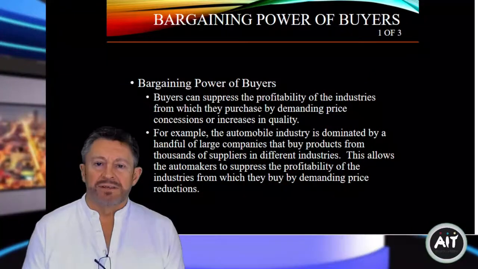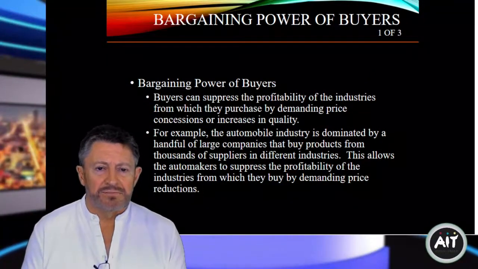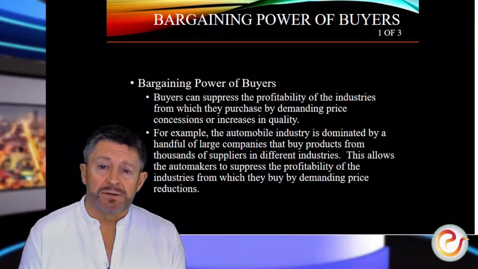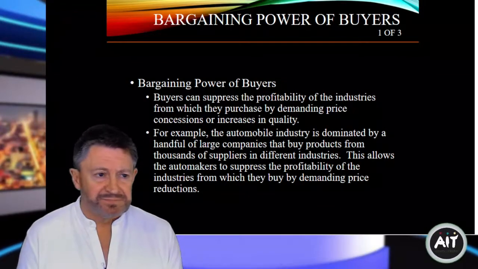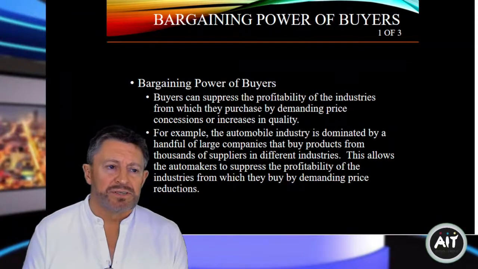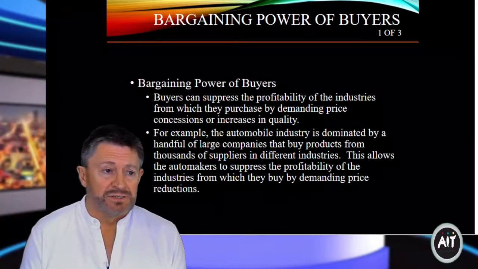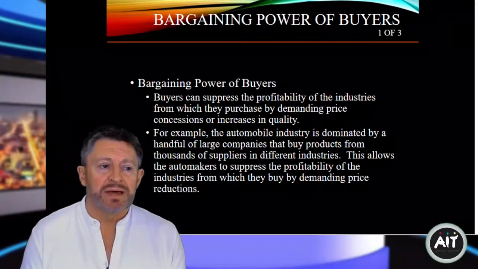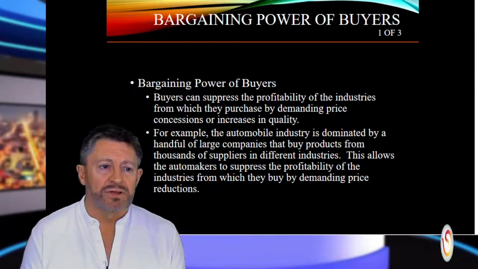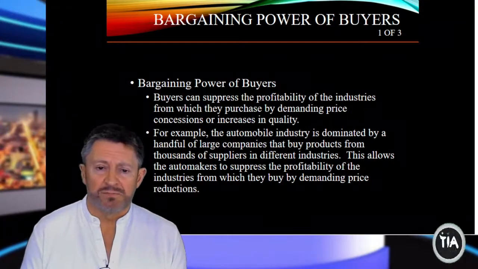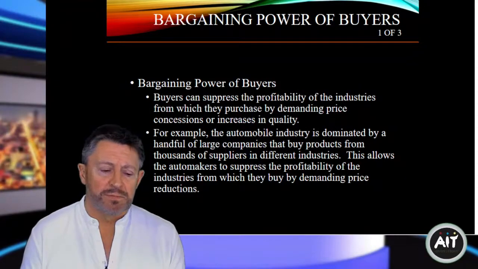Now, as I said, the final part of the analysis model is, of course, the bargaining power of the buyers. So we can say that, for example, they can suppress the profitability of various industries from which they purchase by demanding price concessions or increases in quality. So again, that's the most fundamental type of pressure you have from buyers.